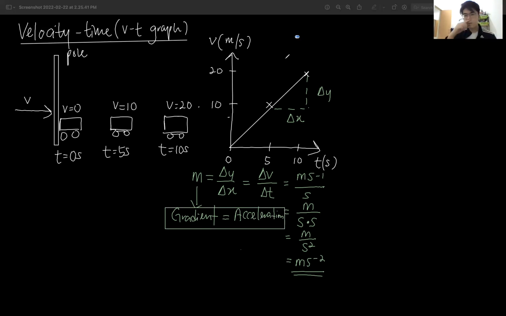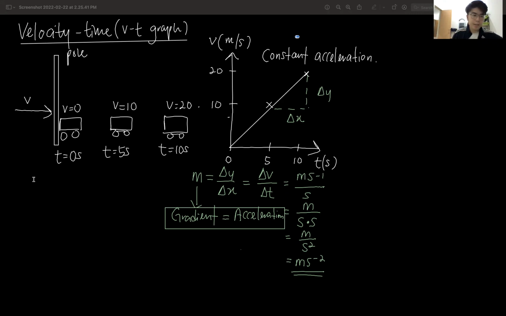This gradient, is it same or changing? A straight line, right? So constant gradient. That means this is constant acceleration. Okay? Constant acceleration graph. You get this one.